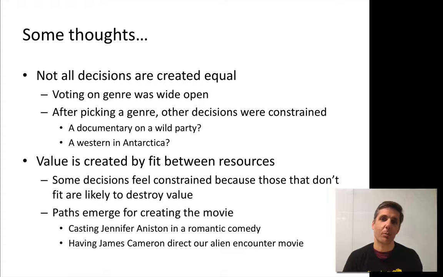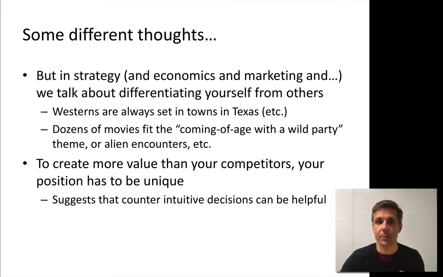What that suggests is that part of what it means to create value, and I'll go into more of this in a later video, is about the fit between the different resources, the fit between the different decisions that you make. And that means that some choices are constrained because of the other activities, the other resources you've already pulled together here. And then these paths emerge organically for how to create value based upon what we're trying to do. So casting Jennifer Aniston or Jennifer Lawrence or whoever you might want to go with in our romantic comedy, having James Cameron direct our Alien Encounter movie. These are obvious and intuitive choices that seem to fit well together and will create value.